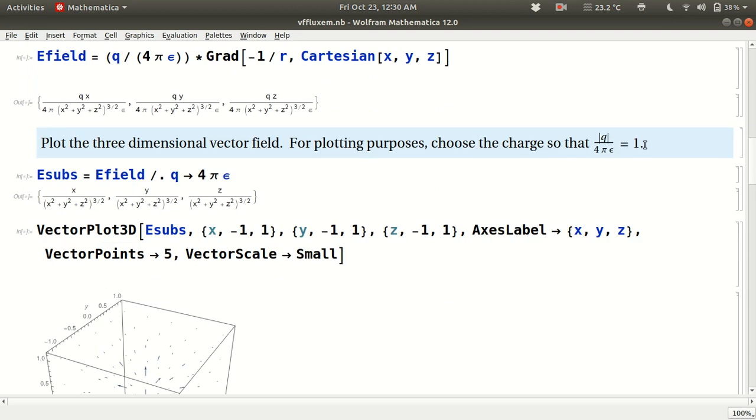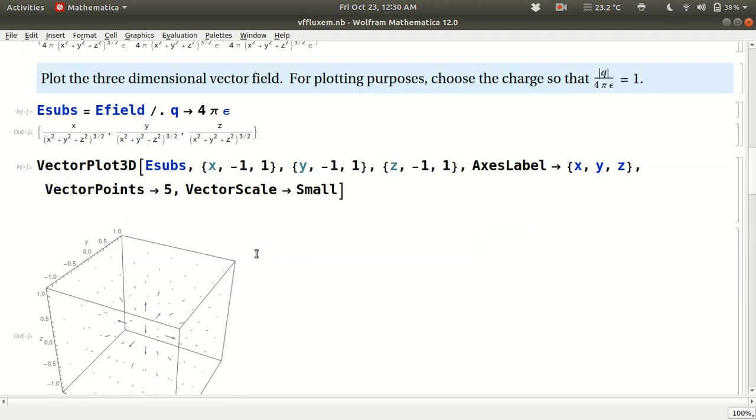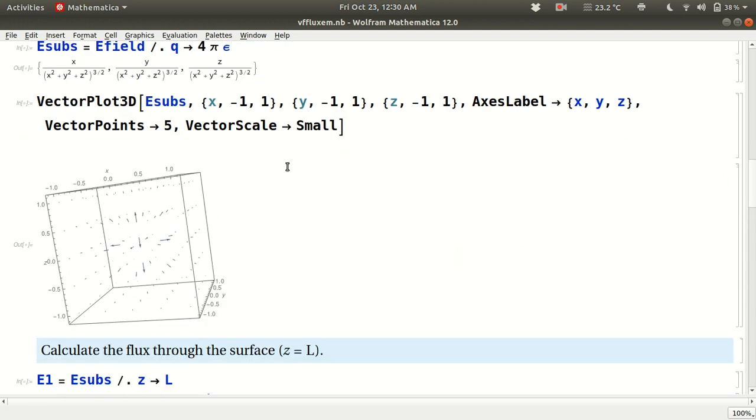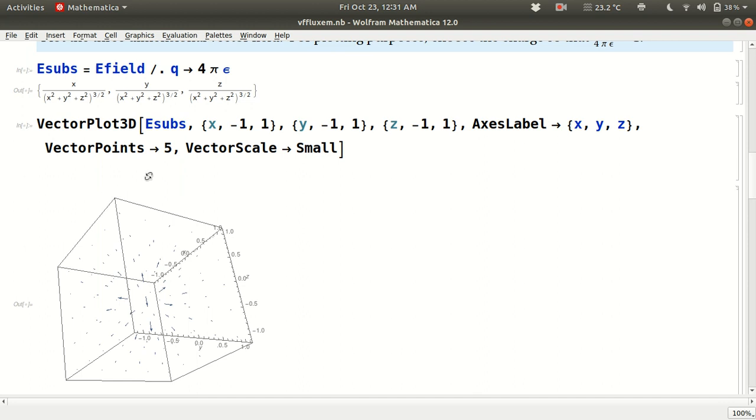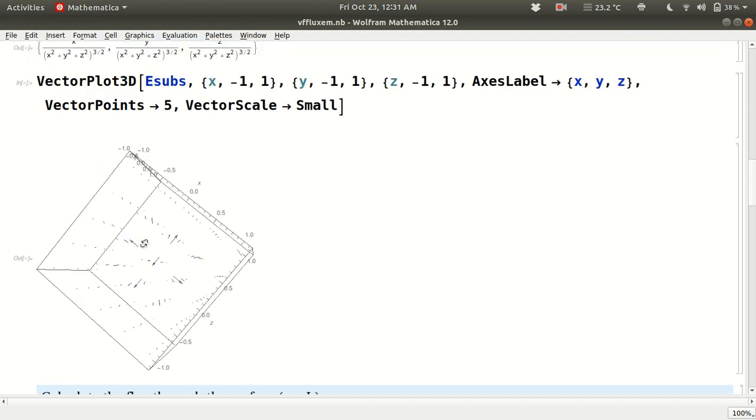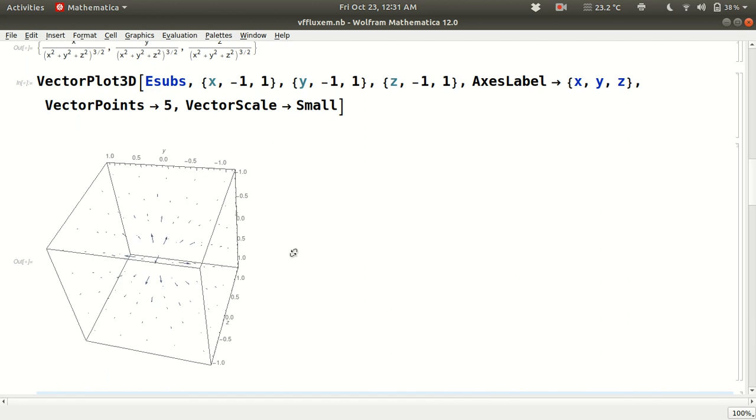Now, for the sake of simplicity, we define q by 4 pi epsilon naught to be equal to 1, and we substitute this, so it becomes dimensionless. It becomes x by this quantity, y by this quantity, and z by this quantity. Now if you plot this electric field, with q by 4 pi epsilon naught equal to 1, you can see how the electric field looks inside the cube. This is how it looks, right?